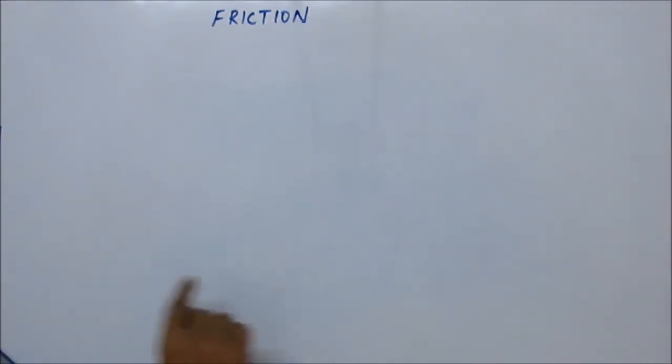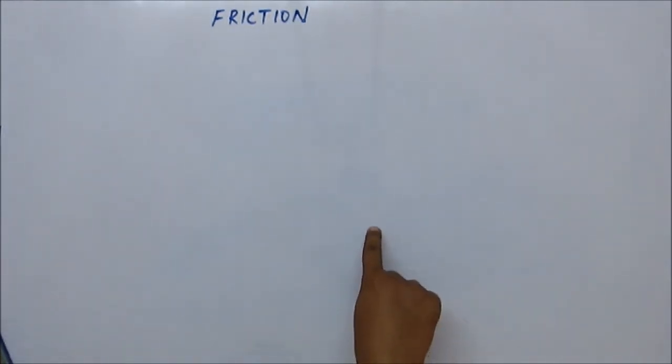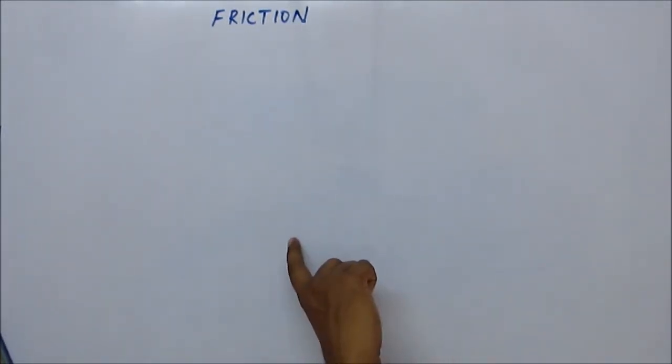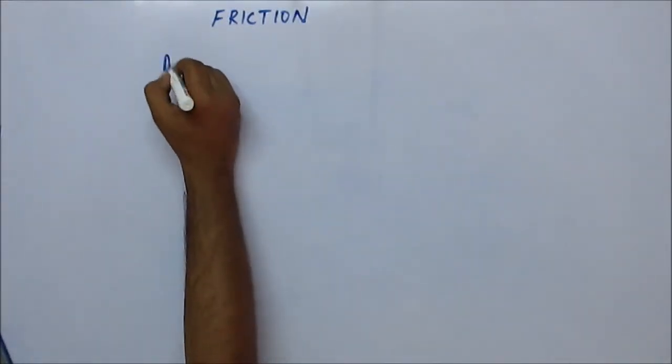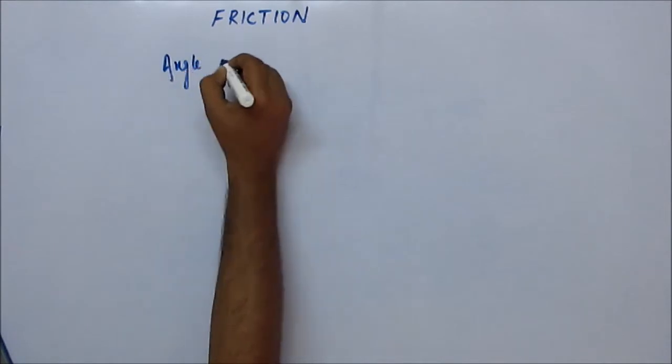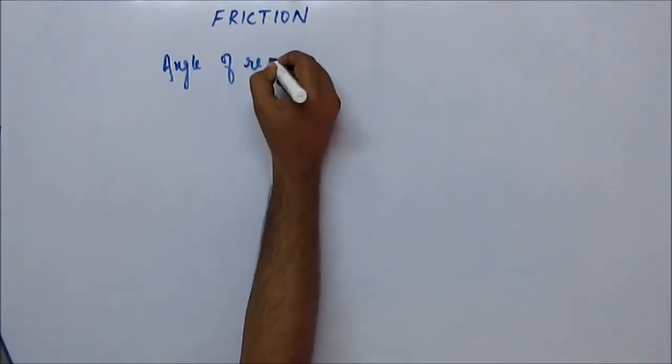Okay, so you have learned one thing now, which is called angle of friction. And that is the angle which the resultant of friction and normal reaction makes with the normal reaction. Okay, now there's another angle defined as angle of repose.